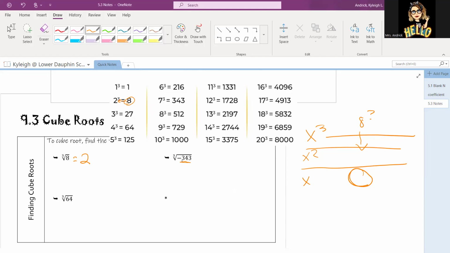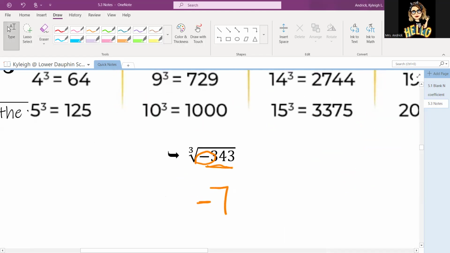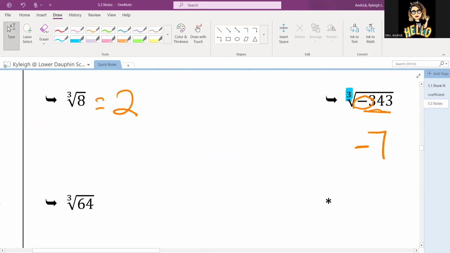Before, the signs were on the outside of the roots, but for a cube root, they can be inside. So 343, hopefully you got 7. Since it says negative, we're going to put -7. You know it's a cube root because it's got this little teeny tiny 3 in front. That's the way you can distinguish between a square root and a cube root, the tiny 3.